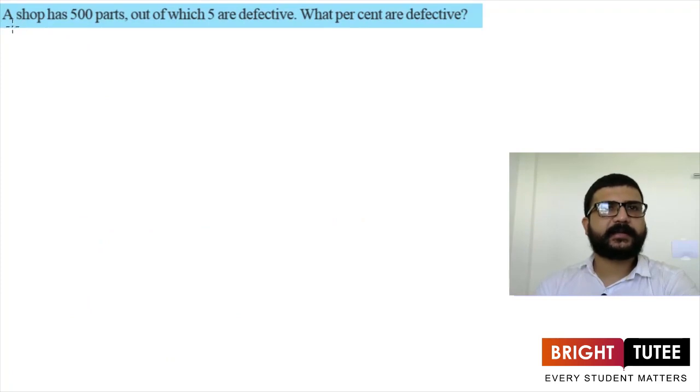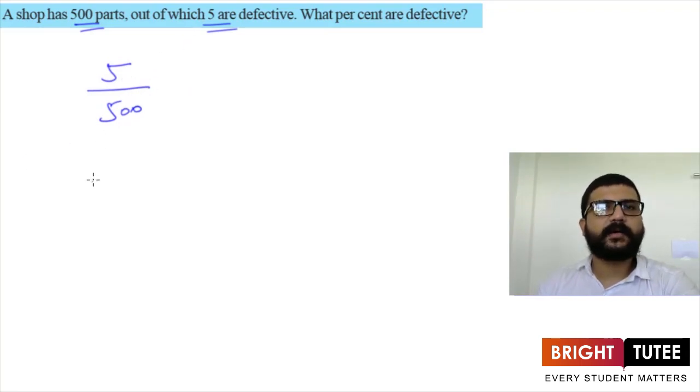Now here is the next question. A shop has 500 parts, out of which 5 are defective. We have to tell what percent are defective. So first let's find the fraction of defective parts. It will be 5 upon 500, that is the number of parts which are defective upon the total number of parts. This is the fractional representation of defective parts.